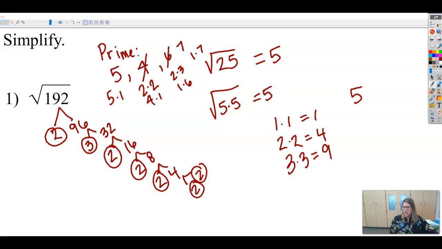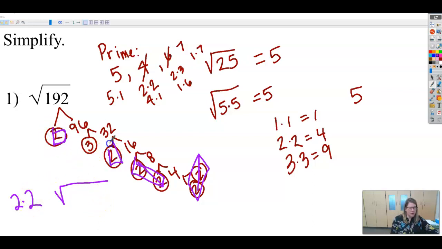So what I'm going to do is look for pairs, and anytime I find a pair, I am going to cross them out and bring a 2 in front of the radical, okay? Or whatever the number is. It doesn't have to be a 2. Then I'm going to find that there's 2 more here, so another 2. Now anything that comes out is going to get multiplied together with anything else that came out.